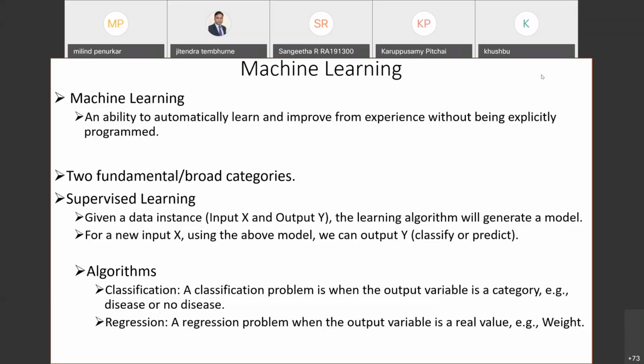So the algorithms under these categories, in general, the broad ones that I have listed here: one is classification, a classification problem wherein the output variable is basically a category.